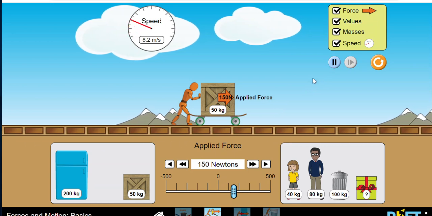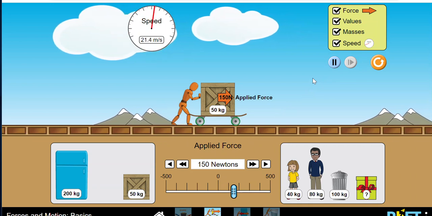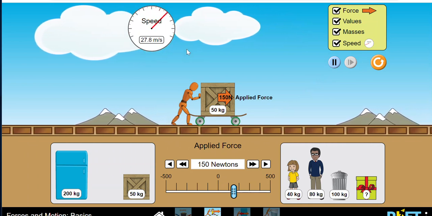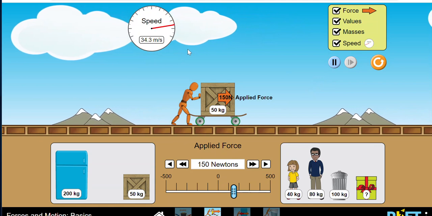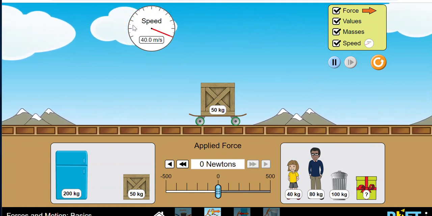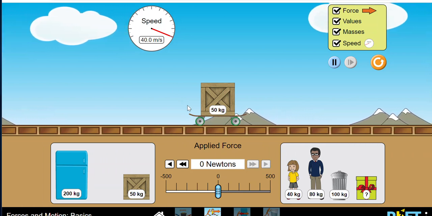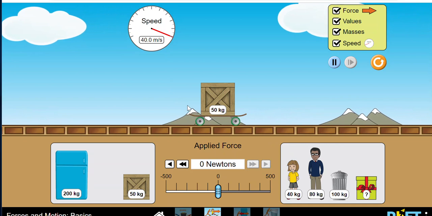One, two, three, four, five, six, seven, eight, nine, ten. So notice what happens when we get up to a speed of 40 meters per second. Our SimMan can only run at 40 meters per second. If he tries going faster than that, he falls down.